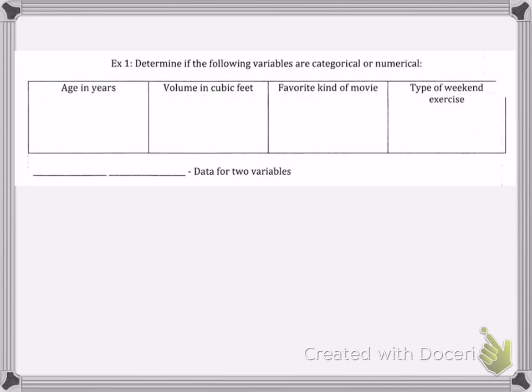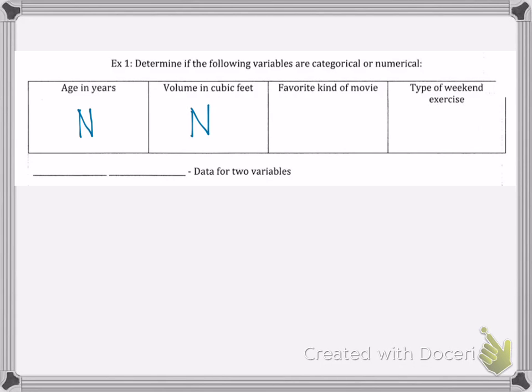So jumping into an example, we want to determine, for a given example, whether it's categorical or numerical. If you look at the first one, age in years, that is going to get responses that are numbers. You would probably say I'm 13 or 14. So that's going to be a numerical quantity. So I'm just going to write a capital N for numerical. Volume in cubic feet. That's going to be what's the volume of this pitcher, how many cubic feet can fill the pitcher. That's going to be numerical again.